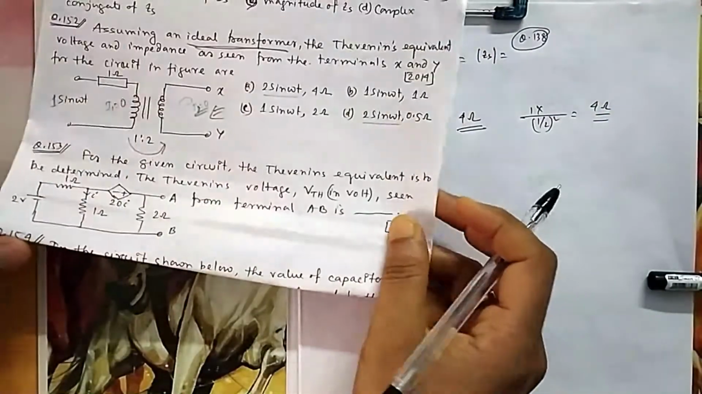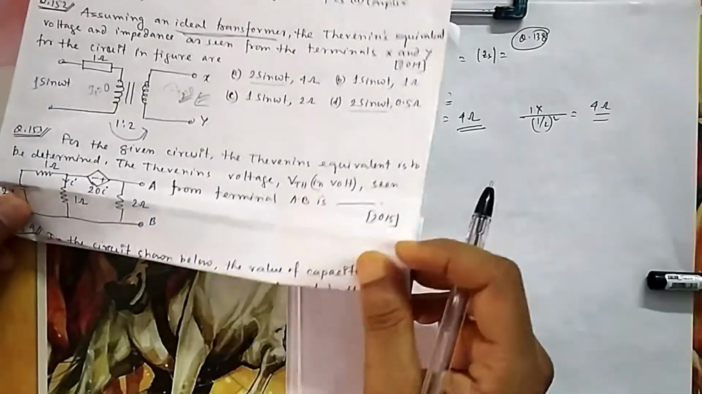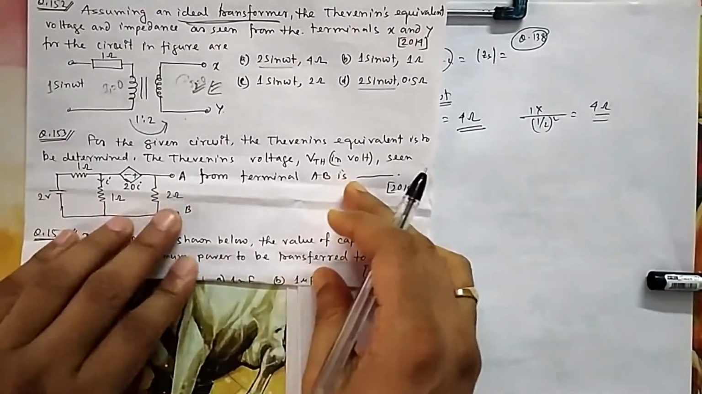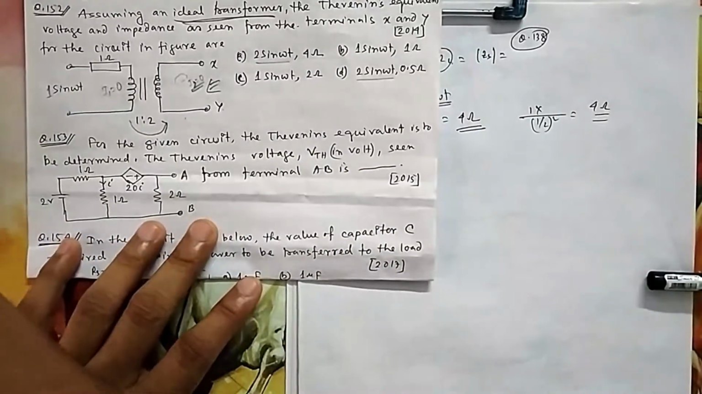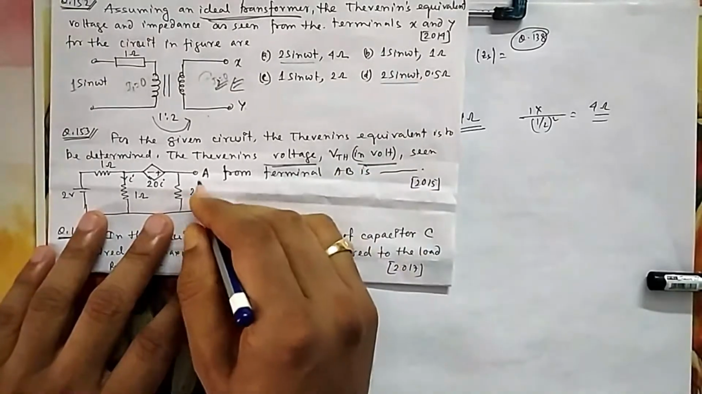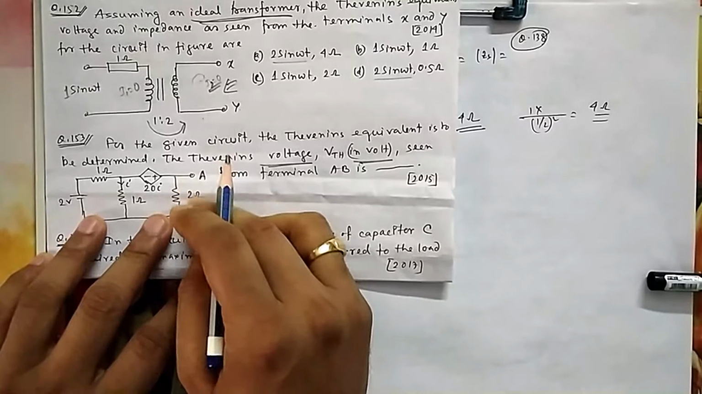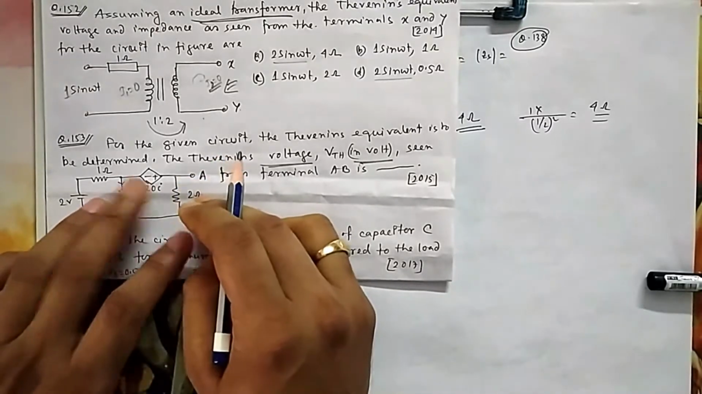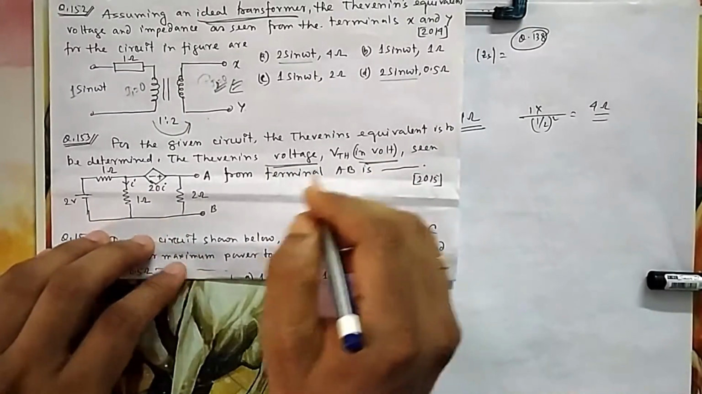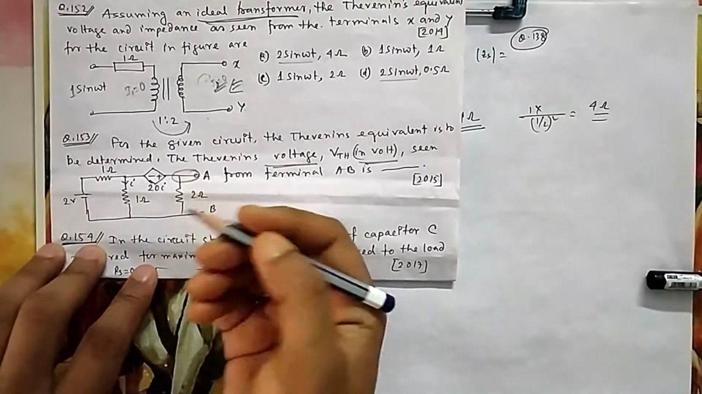For the given circuit, the Thevenin's equivalent is to be determined. The Thevenin's voltage VTH seen from the terminal AB. Again it is a Thevenin's voltage you want to see, not resistance. So no need to connect an external source to see what the resistance is, because we cannot kill this source. But they are asking only Thevenin's voltage. So for Thevenin's voltage there is no need. You need to find this voltage. That is your Thevenin's voltage.